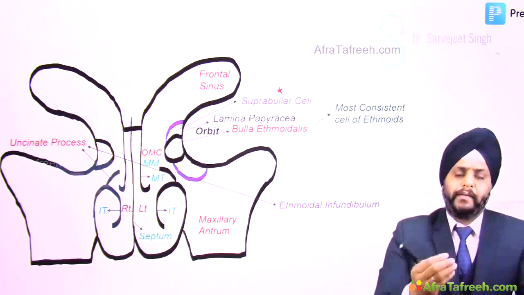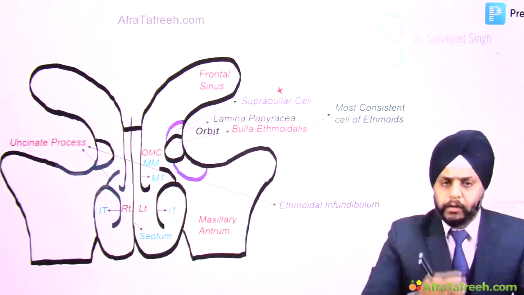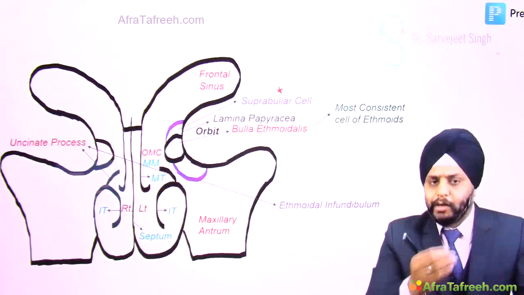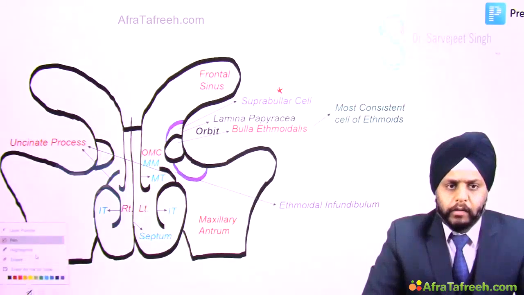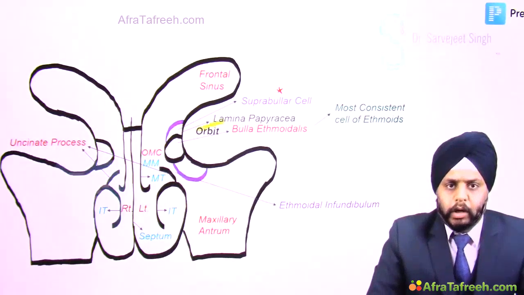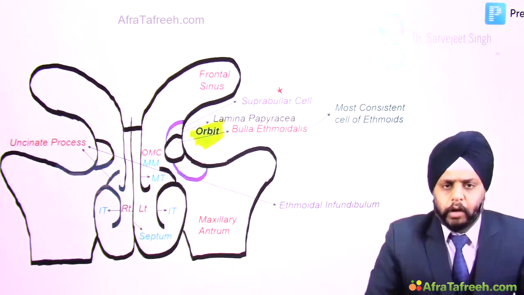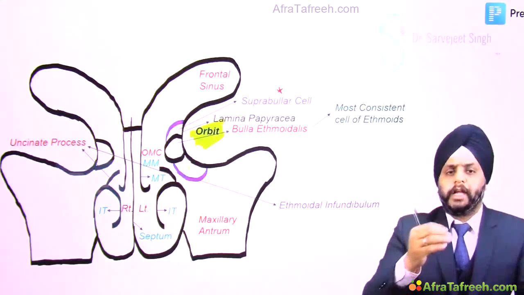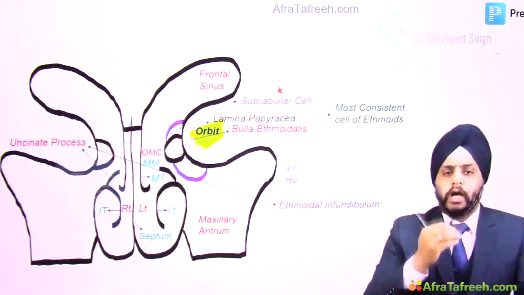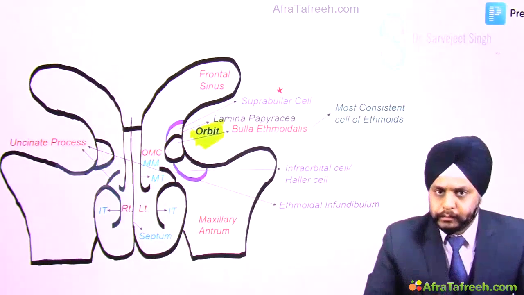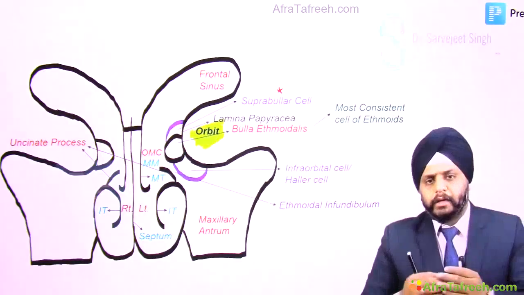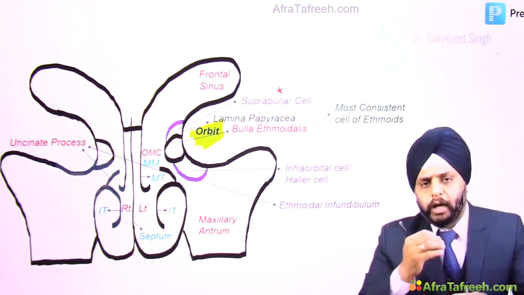Now there can be a cell below the bulla that I have also drawn. This cell is not just below the bulla. If you see, this cell is also below the orbit. So you can see the orbit over here. This cell is also below the orbit. Therefore, we will name this cell the infraorbital cell, also known as Haller cell.